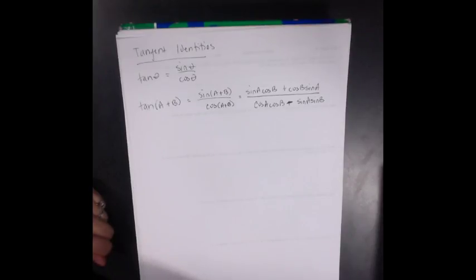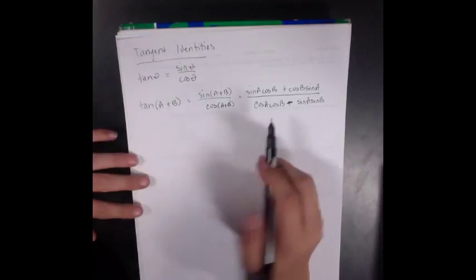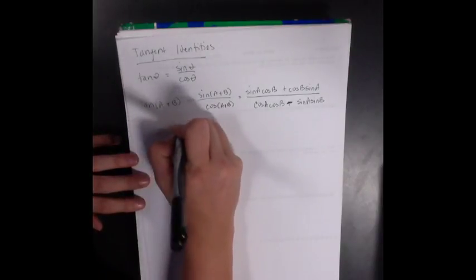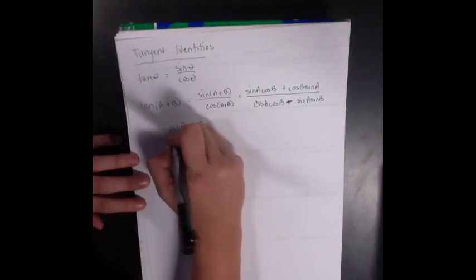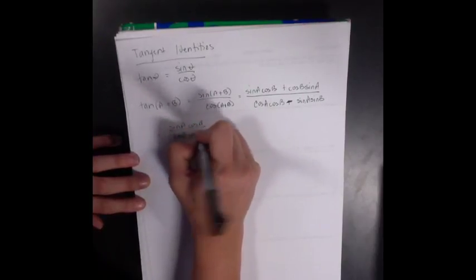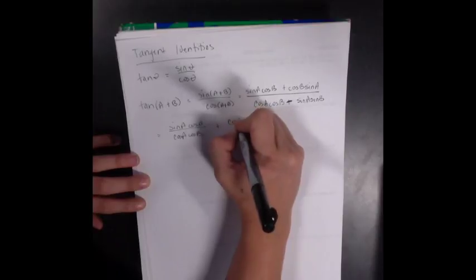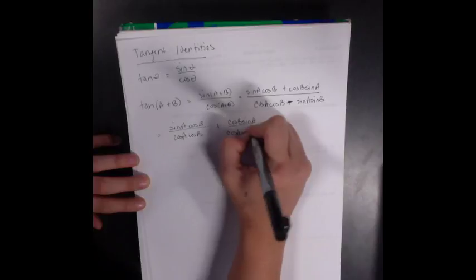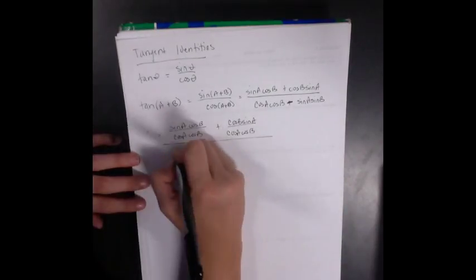Now, what I want to do is change this all into a couple of different fractions. I want to focus on everything that's going to make this 1. So I'm going to divide every term by cosine a cosine b. So I get sine a cosine b over cosine a cosine b plus cosine b sine a over cosine a cosine b, right? I'm just doing the same thing to all of my terms.